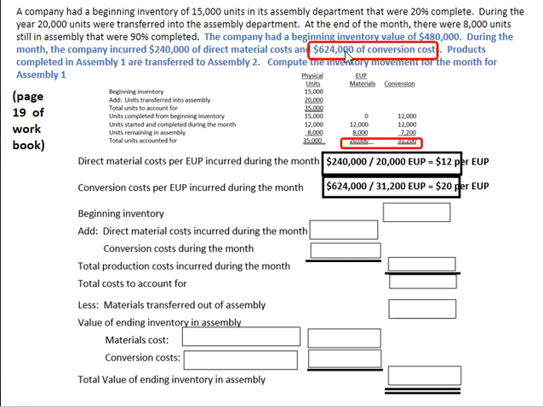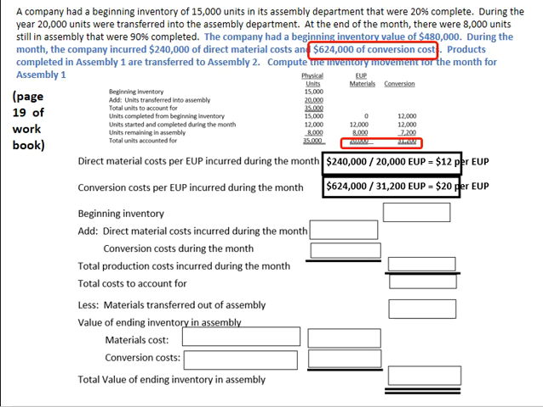Conversion costs were $624,000, and we take a look at the total amount of conversion effort in the month, and that was 31,200 EUP. So we take the $624,000 of conversion cost, we divide it by the 31,200 EUP, and it comes out to $20 per equivalent unit of production.